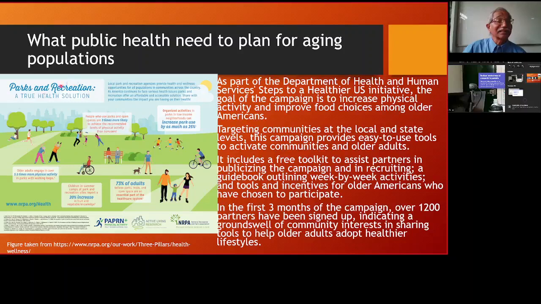Now here there is an interesting area which Japan has developed, and now many countries are developing. It's called Parks and Recreation, a true health solution for the aging population. So they make sure that younger children, middle age people, and older people are all there. So there are parks for children to play, so automatically their parents come and older people are there.